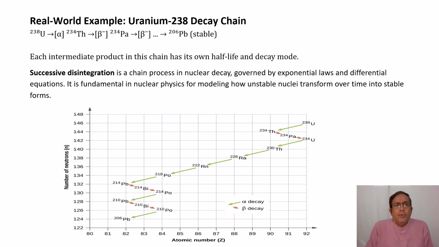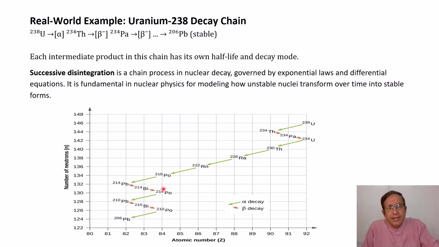Now we talk about real world examples. The most common decay chain that is most extensively studied is the uranium-238 decay chain. It starts with uranium, and after successive alpha and beta decays, it reaches lead-206, which is stable. Each intermediate product in this chain has its own half-life and decay mode.